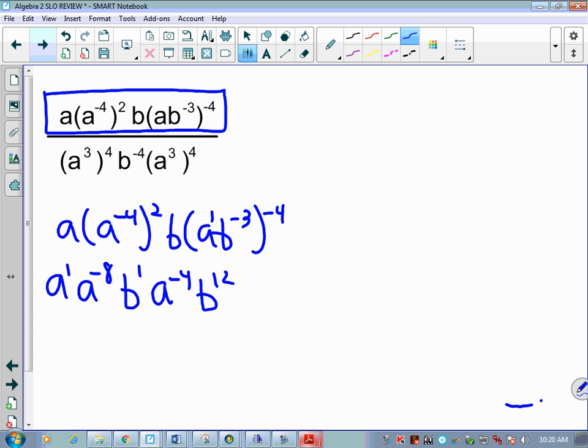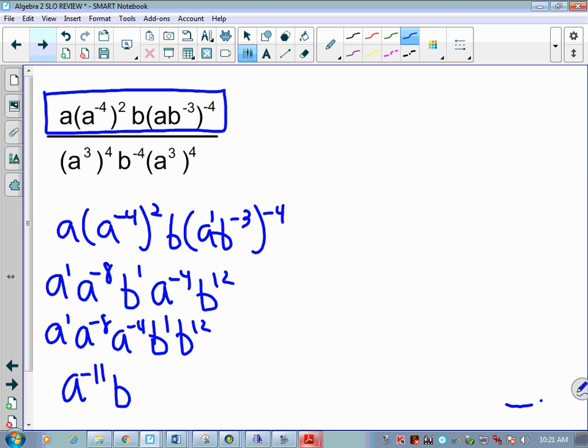Now, does this look similar to the question we saw previously? What did we do at this point with that question? We rearranged things so that in this case we'd have a to the 1st, a to the negative 8th, a to the negative 4th, b to the 1st, b to the 12th. Now, what do I want to do with those exponents? Add them. What's 1 plus negative 8? Negative 7. What's negative 7 plus negative 4? Negative 11. What do I do with the 1 and the 12? Add them and I get 13.